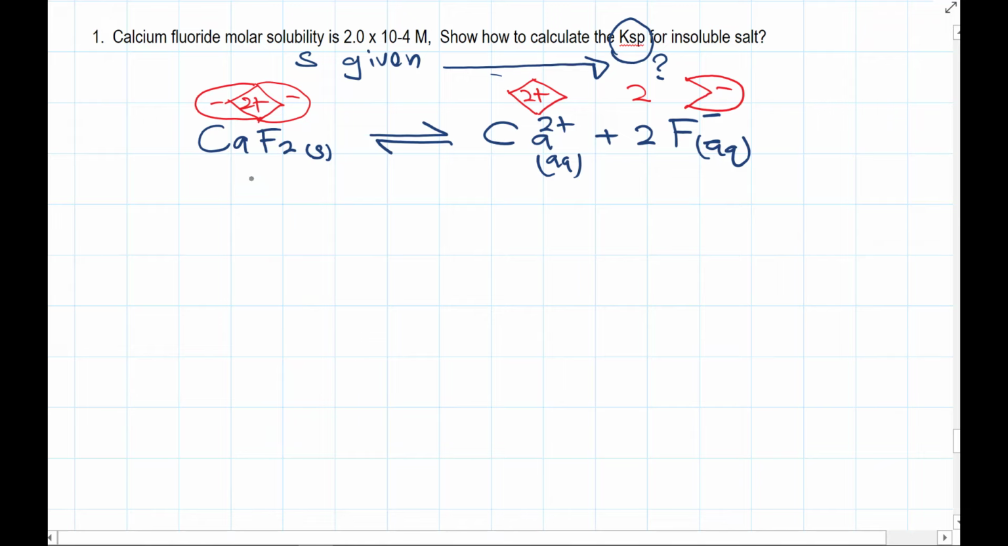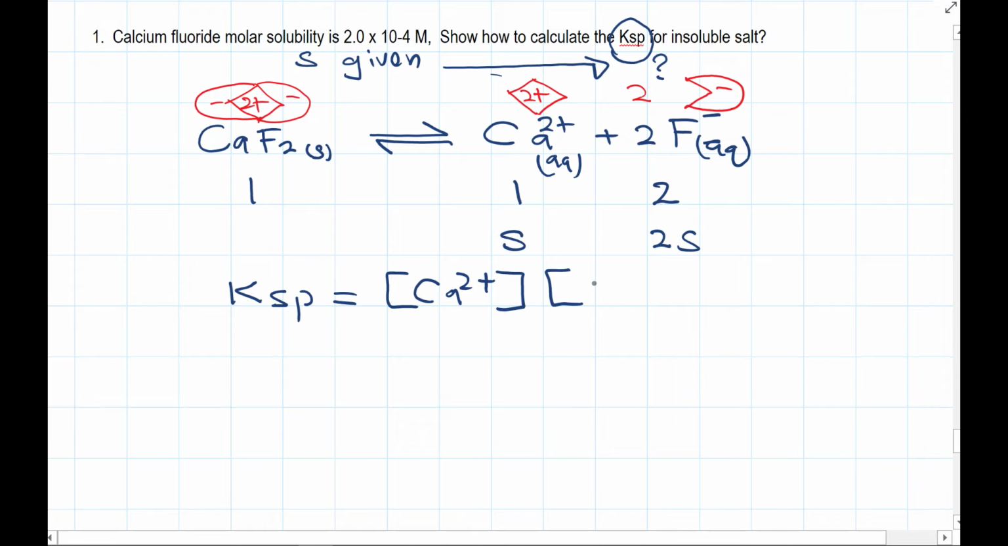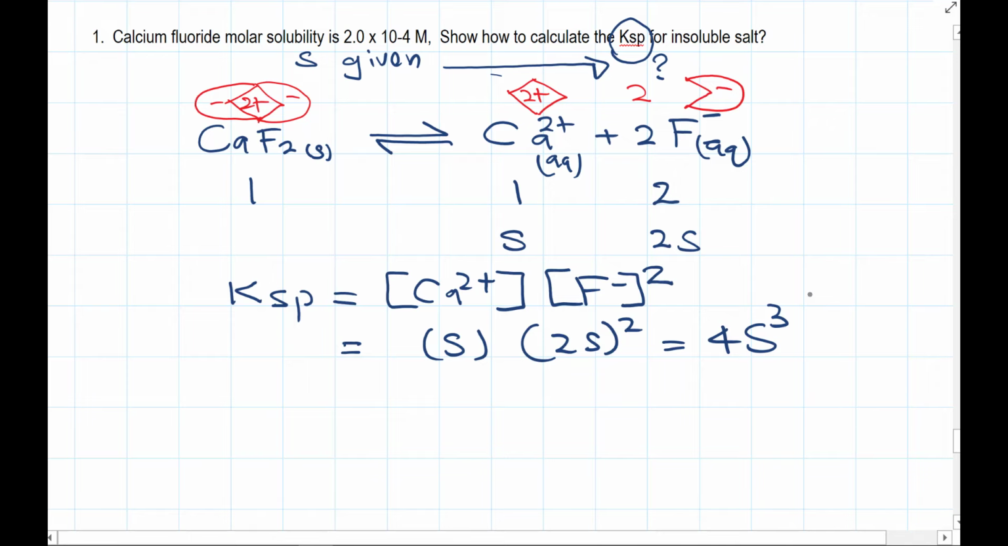Now, typically you can start with the ratio. You can put the ICE table, or you can simply say minus S and 2S. Write the Ksp expression: calcium 2 plus, square bracket, and fluoride to the power of 2 because of the ratio of 2. Then you can put S here and 2S squared. It becomes 4S cubed. That's the AB2 type problem.